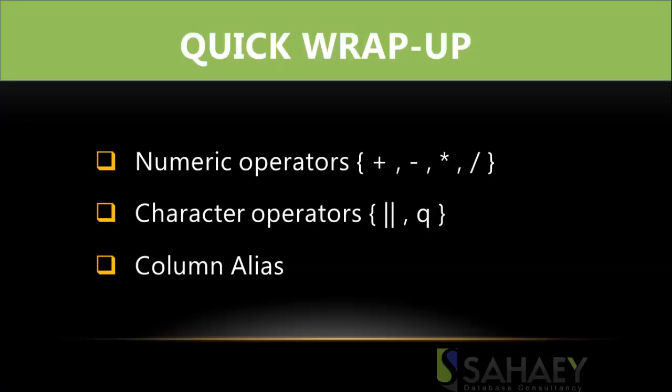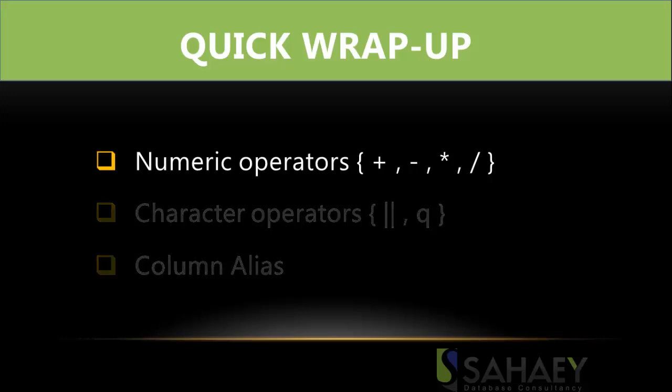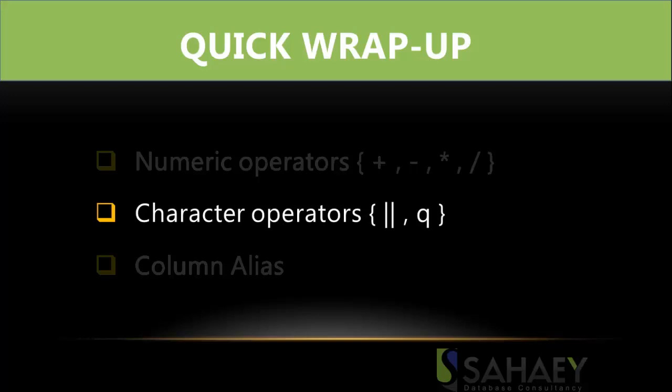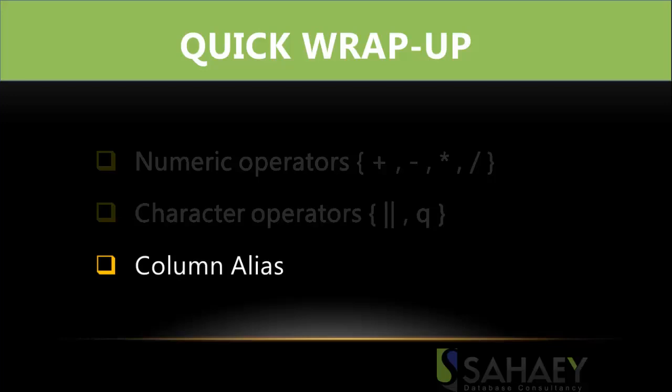To summarize, Oracle provides numeric and character operators for performing calculations as part of the select statement. Four numeric operators are provided: add, subtract, multiply, and divide. Character operators include the concatenation operator to combine strings and the quote operator to escape single quotation marks within a character string. And finally, you can use column aliases to rename a column heading to a more descriptive name. In the next section, we take a look at eliminating duplicate rows in the select statement.